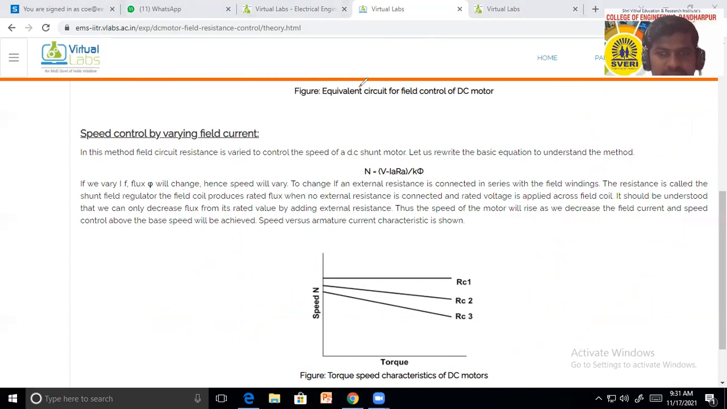In this method, field circuit resistance is varied. Field circuit resistance can be varied to control the speed of a DC shunt motor. Let us rewrite the basic equation. So here the basic equation we have drawn, that is N equals V minus IA RA divided by K into phi. So that means N is directly proportional to Eb divided by phi. Okay. So just 1 minute.